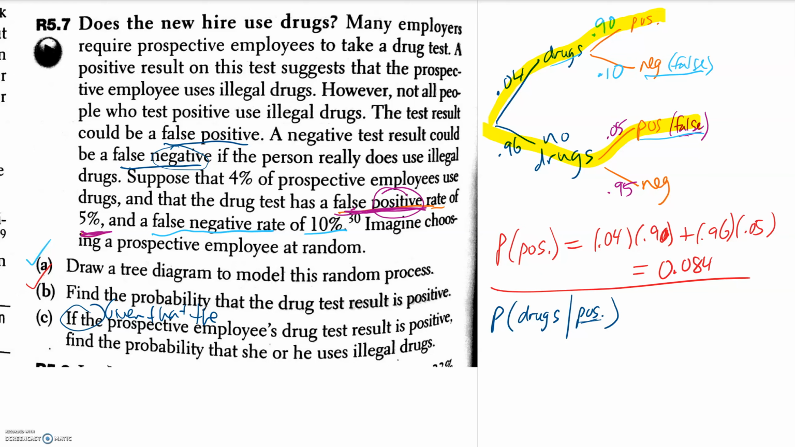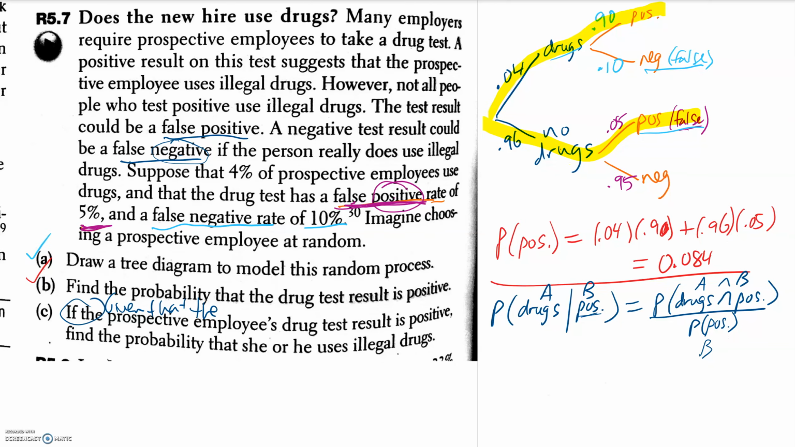Okay, so we have formulas for this, and it goes like this. If that's your A and that's your B, A given B turns into A and B divided by the probability of B. So we'll say drugs and positive test, divided by the probability of a positive test result.